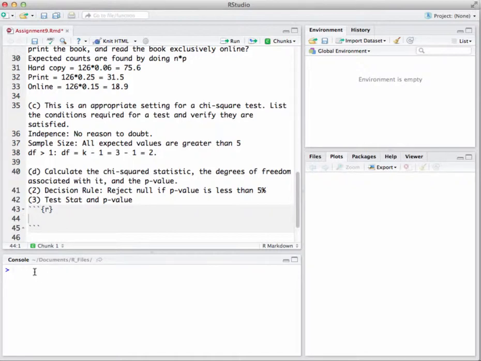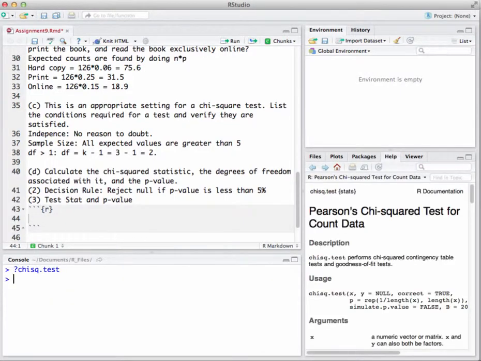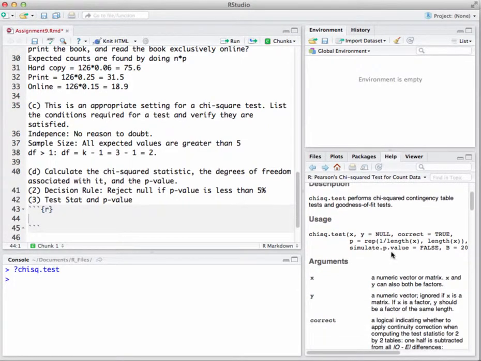So let's go down to the console for just a minute, and let me show you how to check on that in case you forget how to use it. It's the chi-squared test. So I put a question mark next to that, hit enter, and there you go. Basically the two things you have to enter are x and p. X being the observed values and p being the proportions that are given to you in the null. So you can think about it as x is observed, p is expected. So we need to generate both of those vectors.